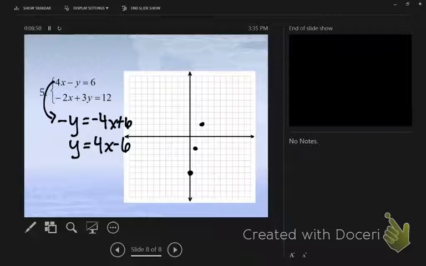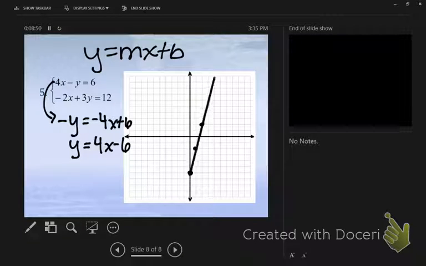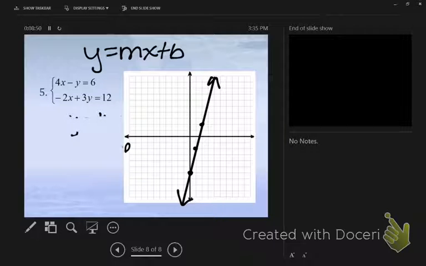Up 4/1. Remember, these equations are in y equals mx plus b, where b is our y-intercept and m is our slope. So I can graph that line. Arrows on the ends. All right, I'm going to erase that so that I can then find the equation of my other line in slope-intercept form.